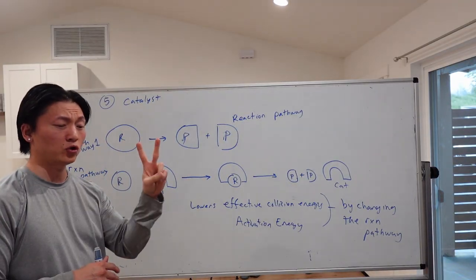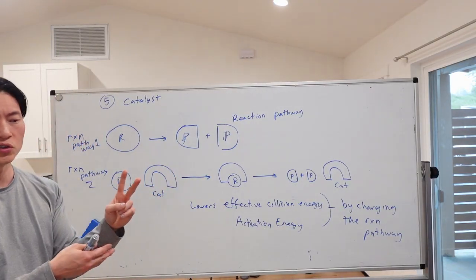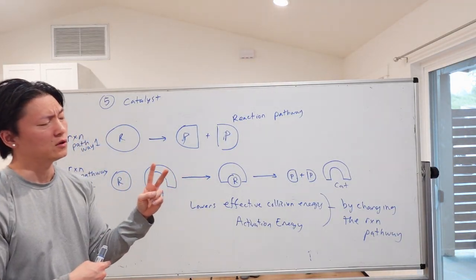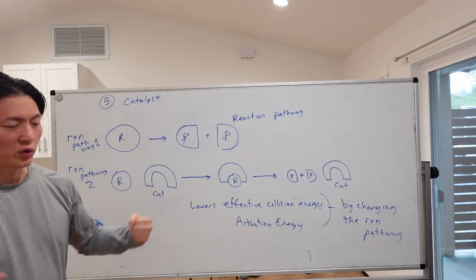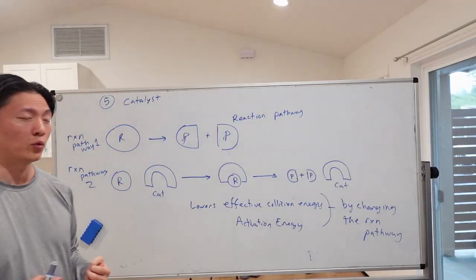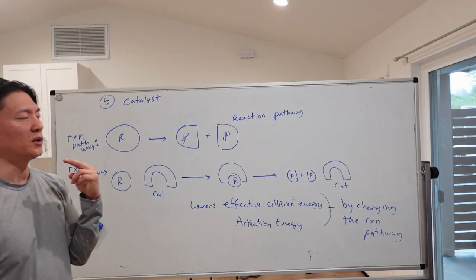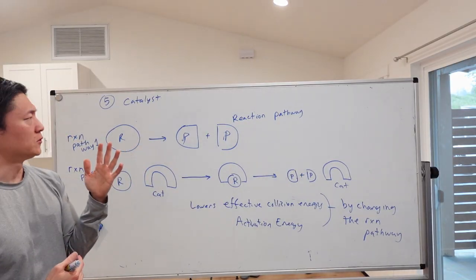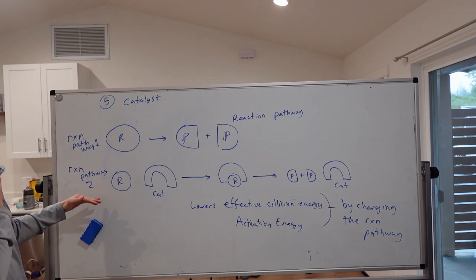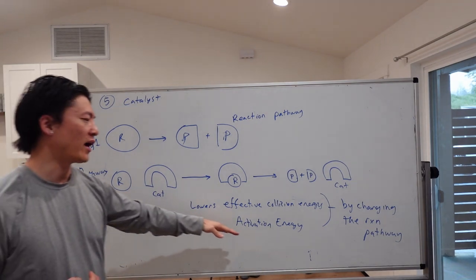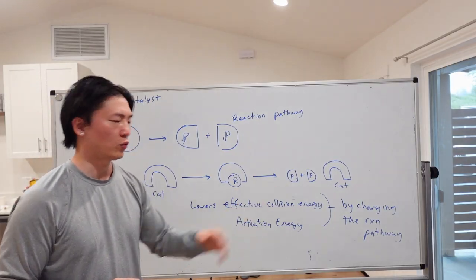For temperature, there are two reasons. The frequency of collisions increases because the particles are moving faster when you increase the temperature, and also the collision energy is higher, so when they collide with each other with more energy, they have more chances to be effective collisions. And then of course the catalyst changes the reaction pathway to one with a lower activation energy. And that's it.